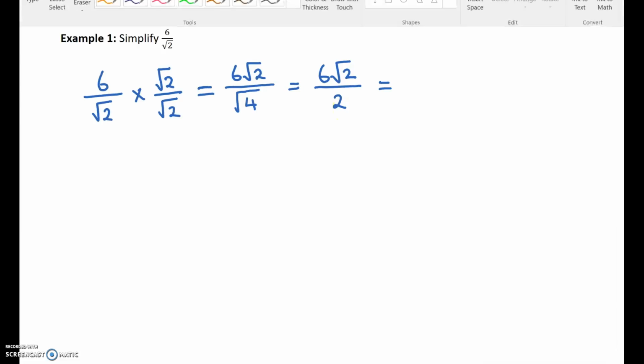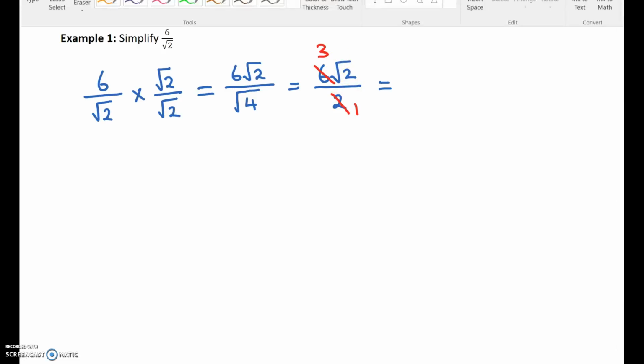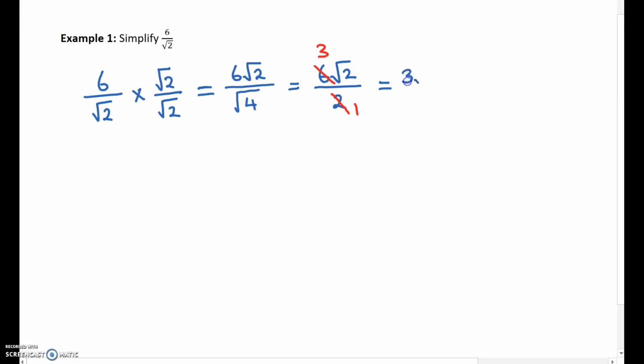It's perfectly okay to reduce this fraction by dividing 2 into 2 goes 1 time, and 2 into 6 goes 3 times. And I don't cancel the 2 on the bottom with the root 2. That's not allowed. But what we have now is 3 root 2 over 1. So 3 root 2 over 1, and anything over 1 is just the number itself. So 3 root 2. So 6 divided by root 2 is equal to 3 root 2.